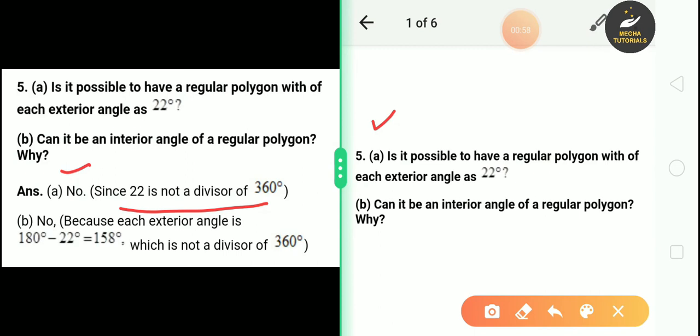Okay, so first we'll find the exterior angle. So exterior angle is 180 minus 22, it is coming 158 degree. Okay, so in this case also the answer is no. The reason is because again the sum of exterior angles is 360 degree for a regular polygon, and if we divide 360 degree by 158, again we will not get remainder 0. Therefore, in this case also the answer is no.